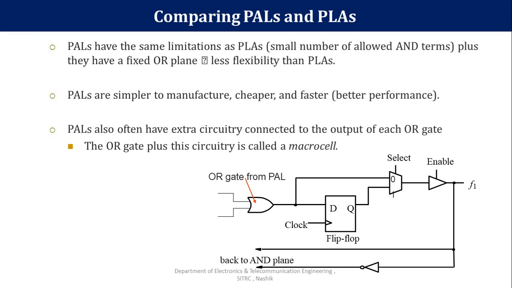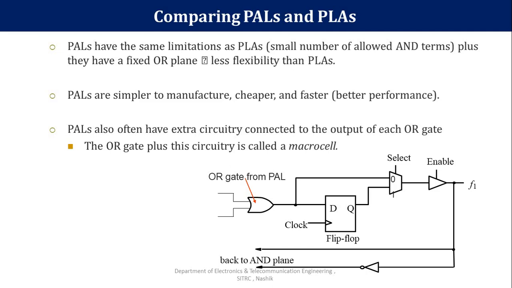PALs also have one extra circuitry which is available to connect at the output of each OR gate. This extra circuitry on the OR gate is known as a macro cell, and the macro cell is a very important element to implement the logic. Here you can see the basic diagram of a macro cell.